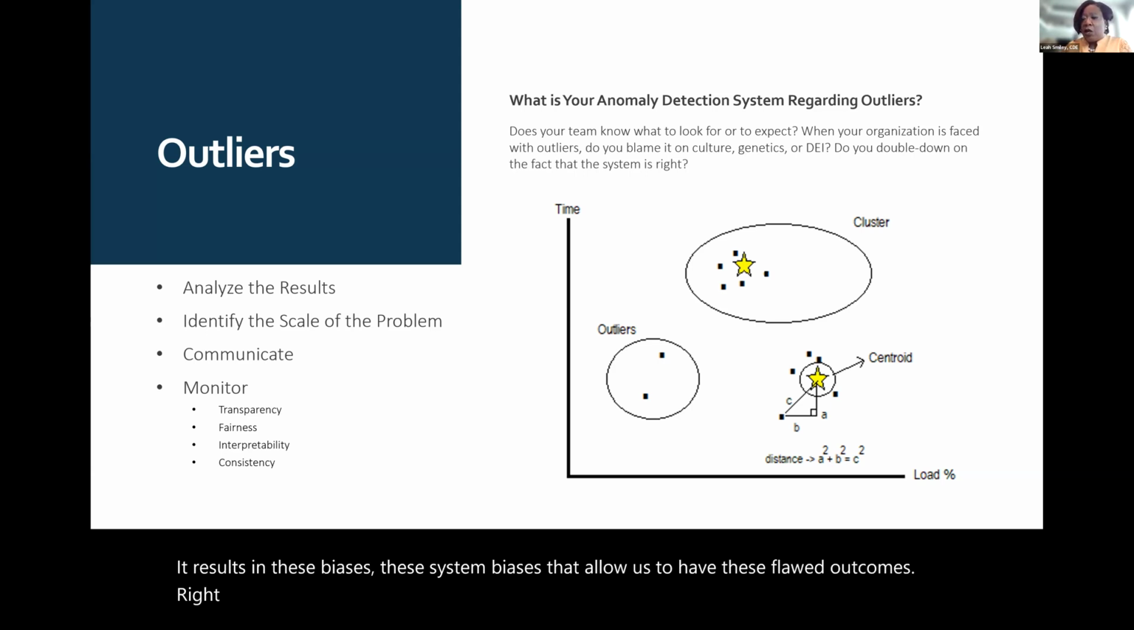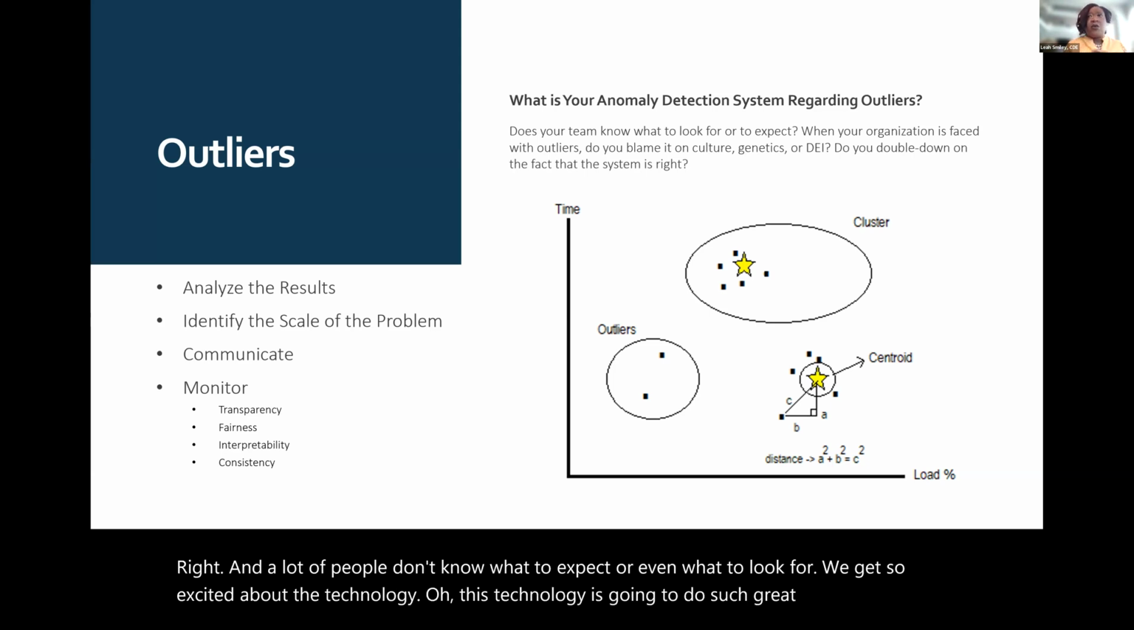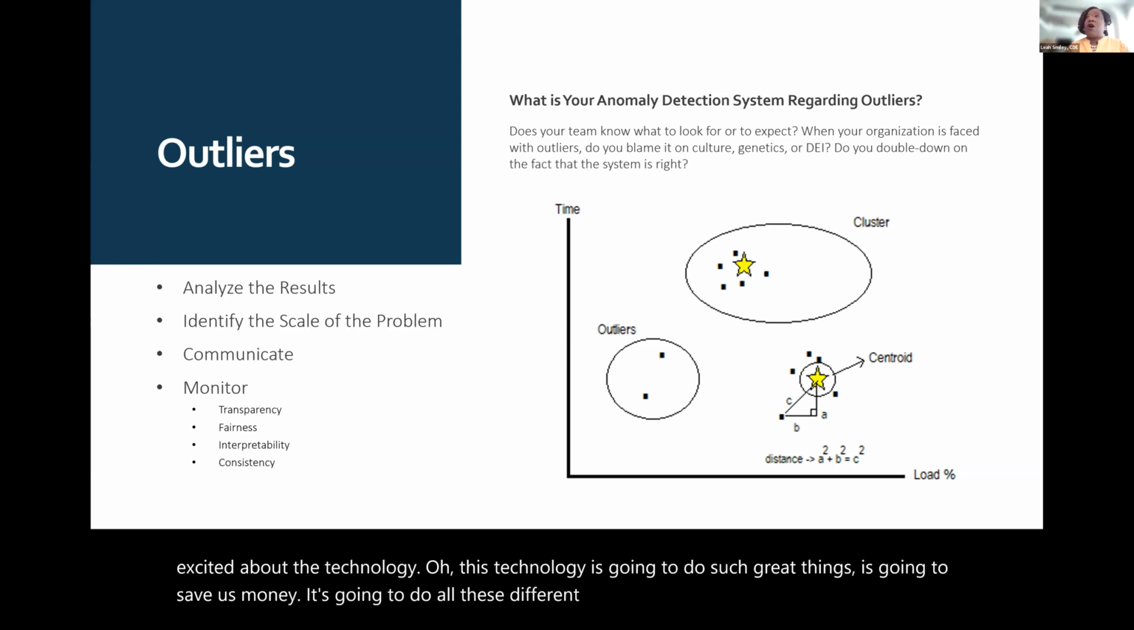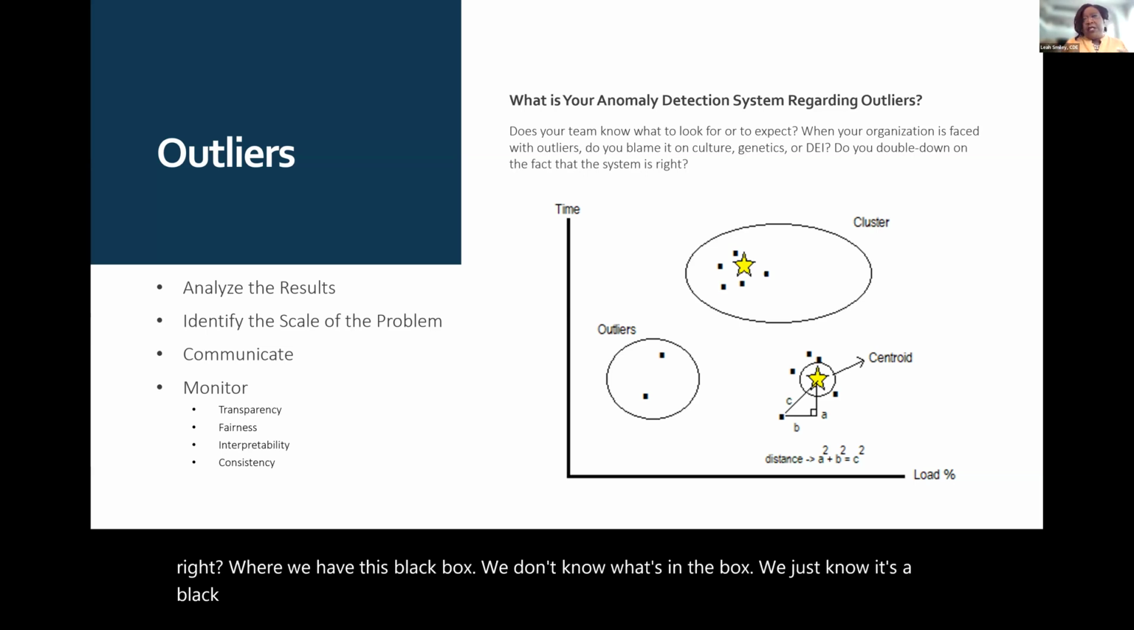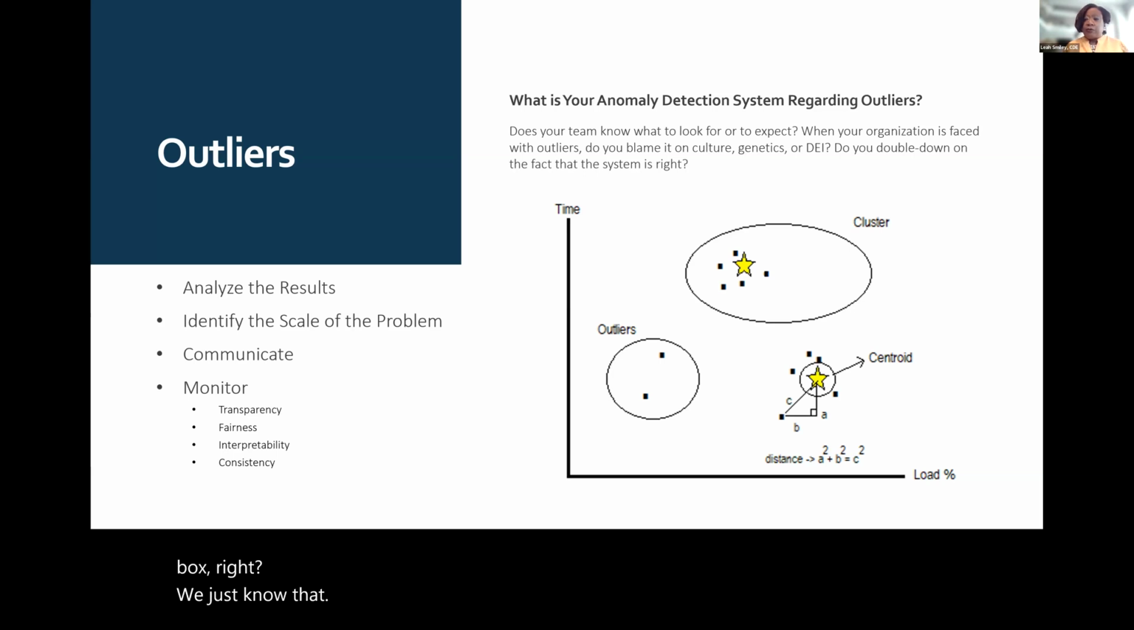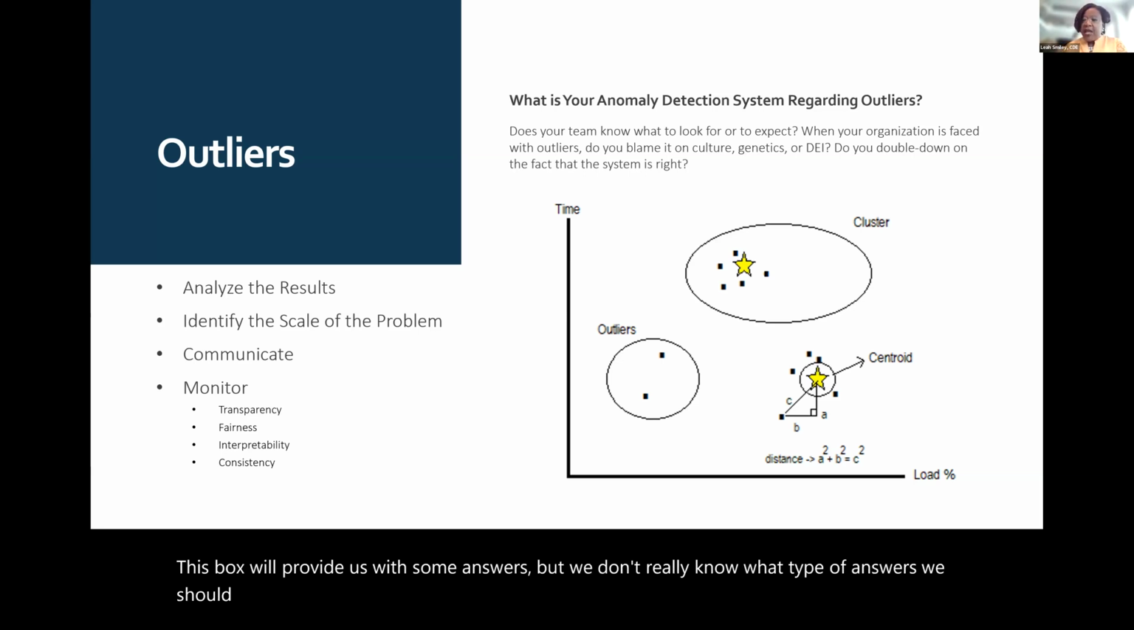Right. And a lot of people don't know what to expect or even what to look for. We get so excited about the technology. Oh, this technology is going to do such great things. It's going to save us money. It's going to do all these different things. Oh, yes, it's awesome. But we don't ask enough questions and we don't know what to ask. So it's kind of like a black box, right? We don't know what's in the box. We just know that this box will provide us with some answers, but we don't really know what type of answers we should be looking for. And this is where there are challenges that come up, right?